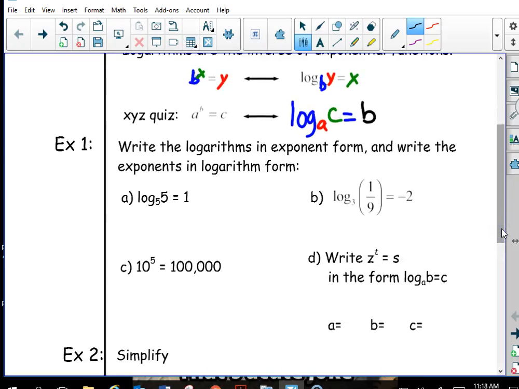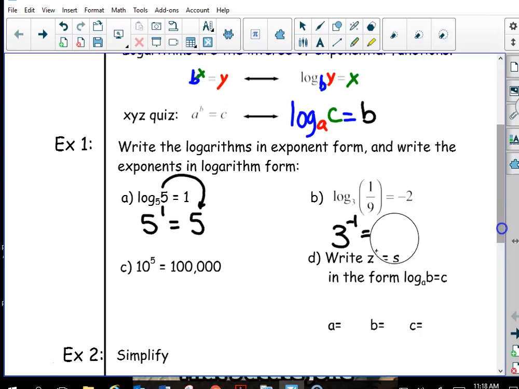So what power do we raise 5 to get 5? Our answer, what's inside the log, is our answer to an exponential. The answer to my log is the exponent. All right, on B, log base 3 of 1/9 asks the question, what power do we raise 3 to get 1/9? And that's going to be -2.